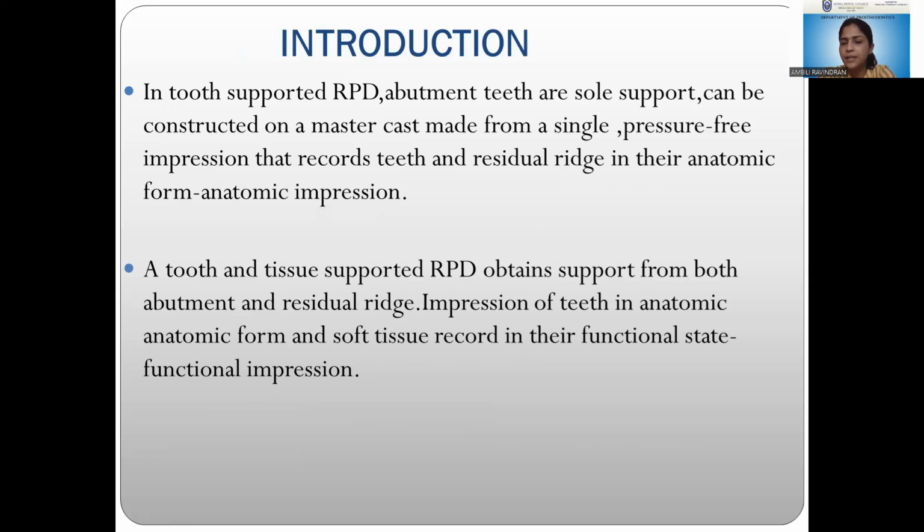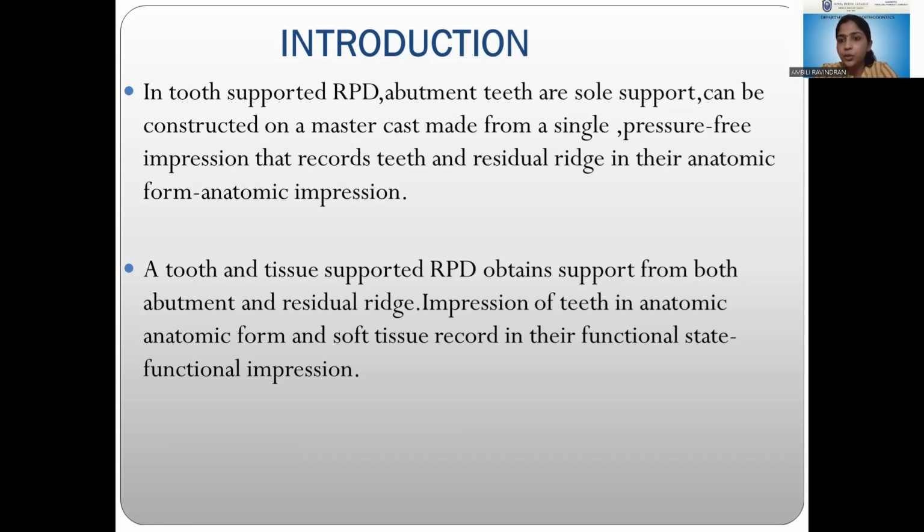So coming to the topic, as we all know, a tooth-supported prosthesis obtains its retention from the abutment teeth. Whereas in the case of a tissue tooth-supported prosthesis, it takes the retention from both the tissue as well as from the tooth. So if we record that with an anatomic impression, what will happen? The tooth will get more force as the soft tissue will compress under the occlusal load. So we should take a dual impression such that the soft tissue will be recorded in the functional state, whereas the tooth will be in the anatomic position.